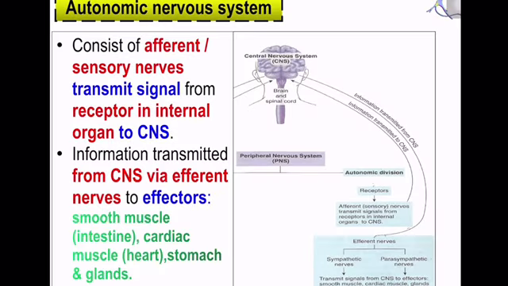For autonomic nervous system, it consists of afferent or sensory nerves that transmit signals from receptors in the internal organs to CNS, and the information transmitted from CNS will then be sent via efferent nerves to the effectors. For example, the effectors are smooth muscle in the intestine, cardiac muscle in the heart and stomach, and also glands.